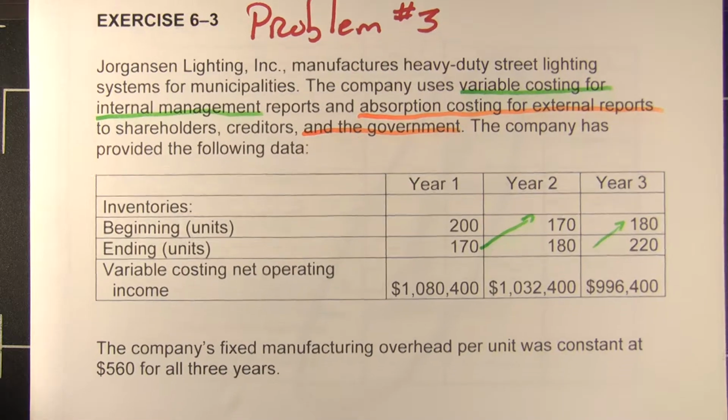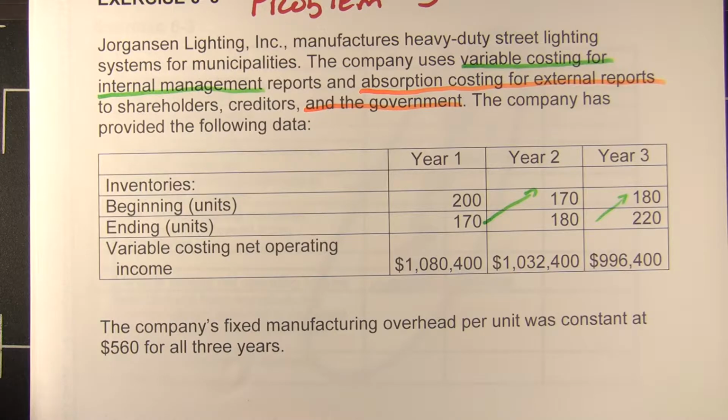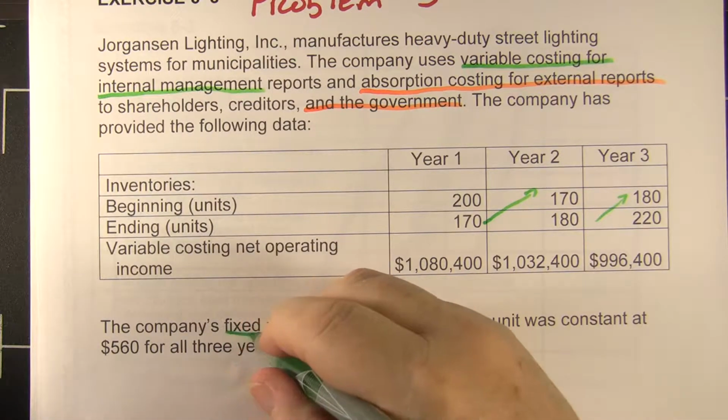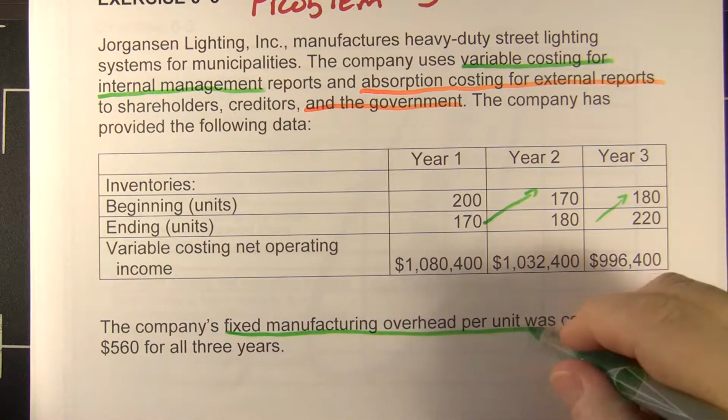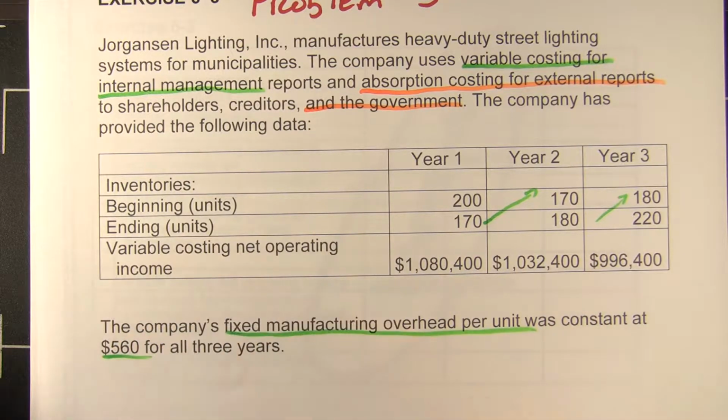Additionally, they tell us that the fixed manufacturing overhead per unit was $560 for all 3 years. That means that in years where the inventory went up, they stored some of those costs until they sold it, and in years when that inventory went down, they sold some costs from a prior year. That's the whole thing with absorption costing.